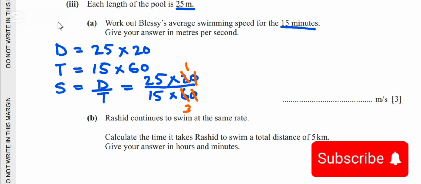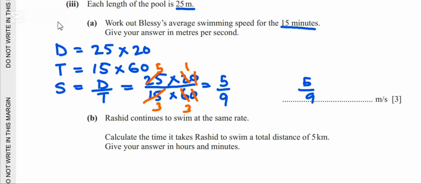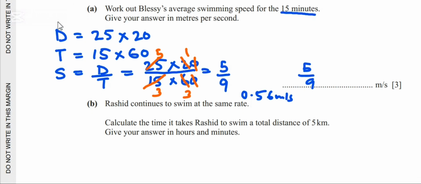Okay, again 5 in 15 is 3, 5 in there is 5. Okay, so we are having 5 times 1, which is 5, over 3 times 3 is 9. So meaning the speed is 5 over 9 meters per second. Or if you want, you can write it as a decimal. So if you change this to decimal, it's going to be 0.56 meters per second. Okay, but even this is okay.